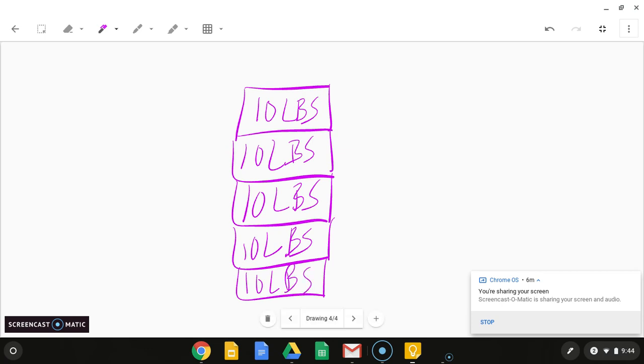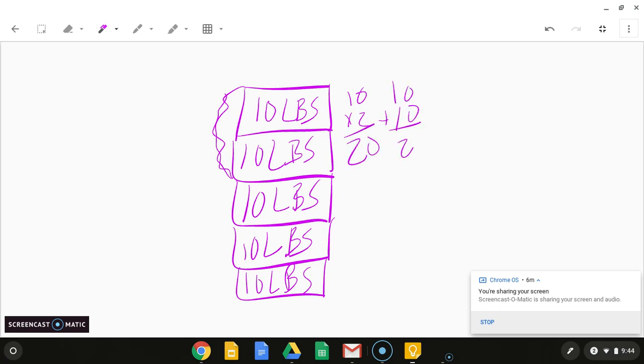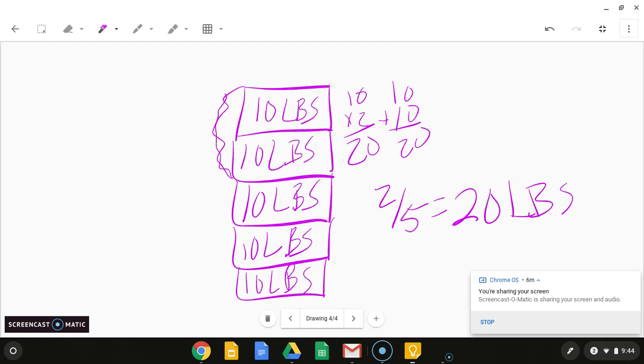Okay. All right, so we want to find the weight of the rock on Mars. We know that 1/5 is 10 pounds, but the weight of the rock is 2/5. So we're going to take 2 boxes. You could do 10 times 2 or 10 plus 10. You're going to get the same answer. So each fifth is 10 pounds. So 2/5 equals 20 pounds. Okay, so the rock that weighs 50 pounds on Earth weighs only 20 pounds on Mars.